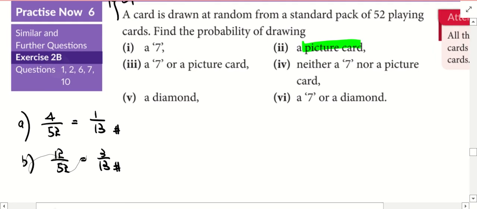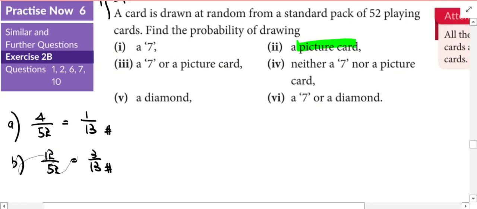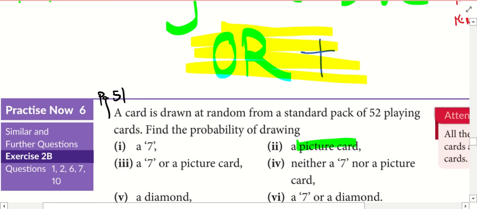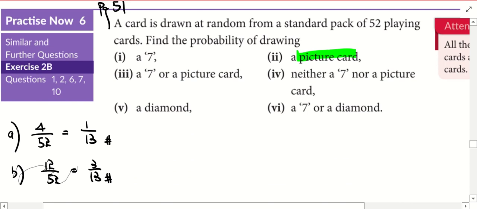Okay, now it's the first time we see that keyword called "or". Mr. Liu says, whenever I see the word "or", I can add them together, provided they are not related. Provided they are not related. So that is the criteria.